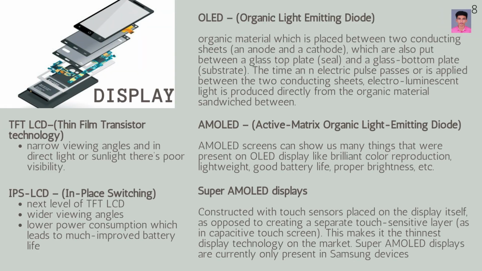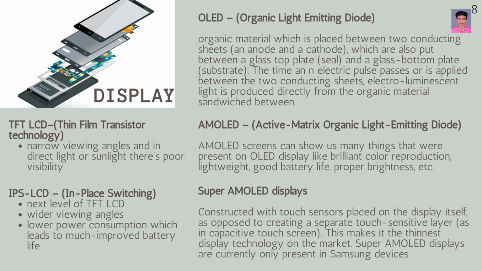Then comes display. So, a display has various types of technologies which are used in mobile handsets. So the first one is TFT LCD or thin film transistor technology. It has narrow viewing angles and in direct light or sunlight, there's poor visibility. Then comes IPS LCD or in plane switching. It is the next level of TFT LCD, and it has wider viewing angles and also has lower power consumption, which leads to much improved battery life.